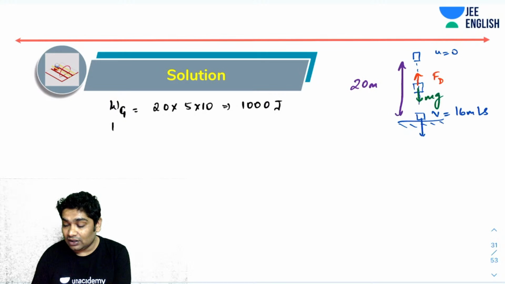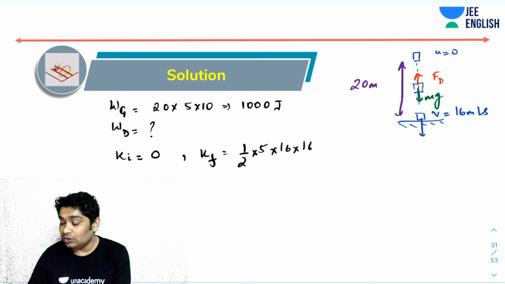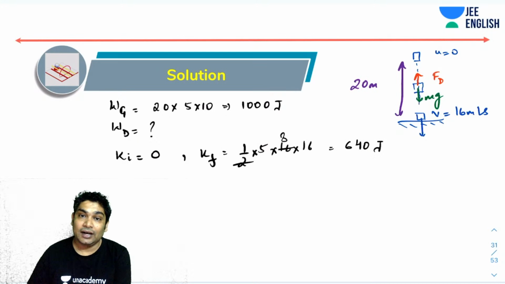So what is the work done by drag force? This I don't know. I have to calculate this. What was the initial kinetic energy? Initial kinetic energy was 0. Let's talk about the final kinetic energy. Final kinetic energy is half into 5 into 16 into 16, so that would be 640 joules, right?